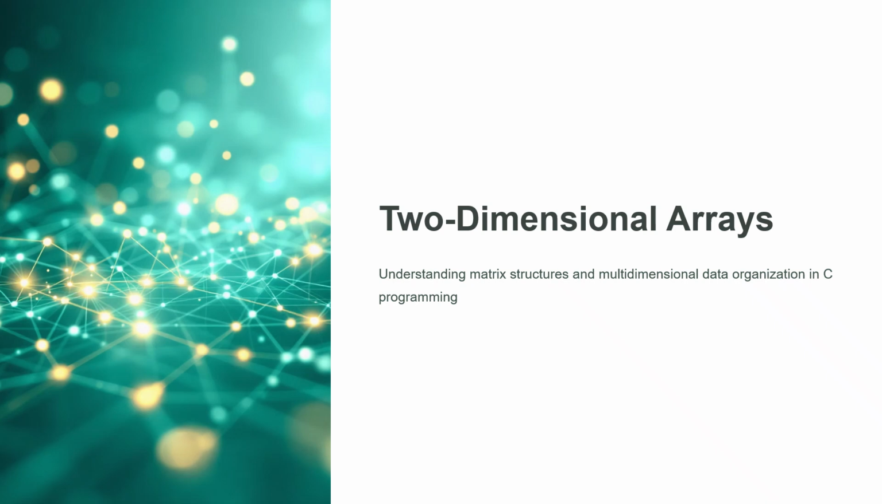A two-dimensional array in C language is represented in the form of rows and columns, also known as a matrix, which is also known as an array of arrays or list of arrays. Here, we are understanding the matrix structures and multidimensional data organization in C programming.